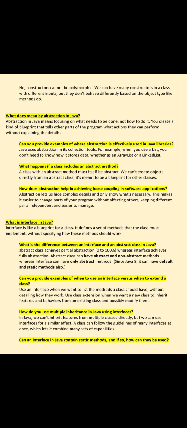How does abstraction help in achieving loose coupling in software applications? Abstraction lets us hide complex details and only show what's necessary. This makes it easier to change parts of your program without affecting others, keeping different parts independent and easier to manage.